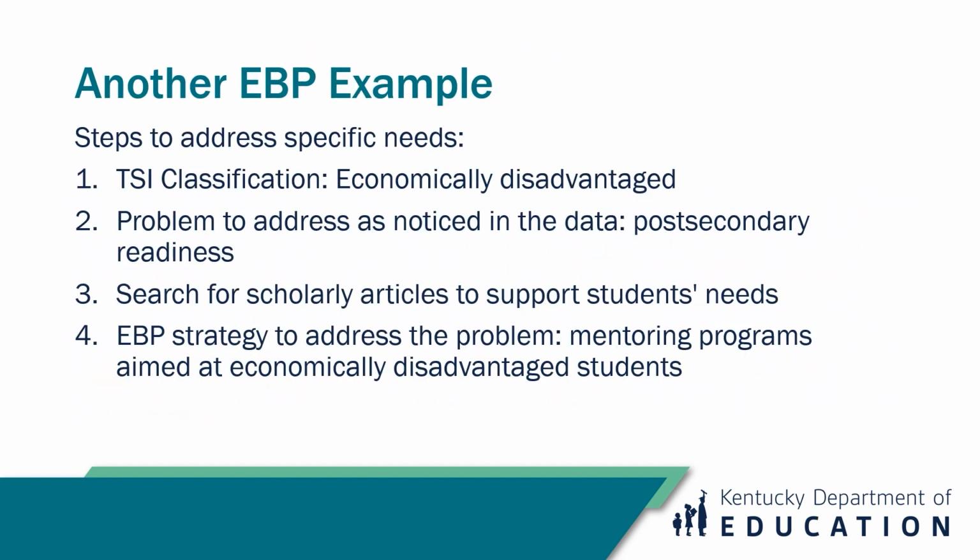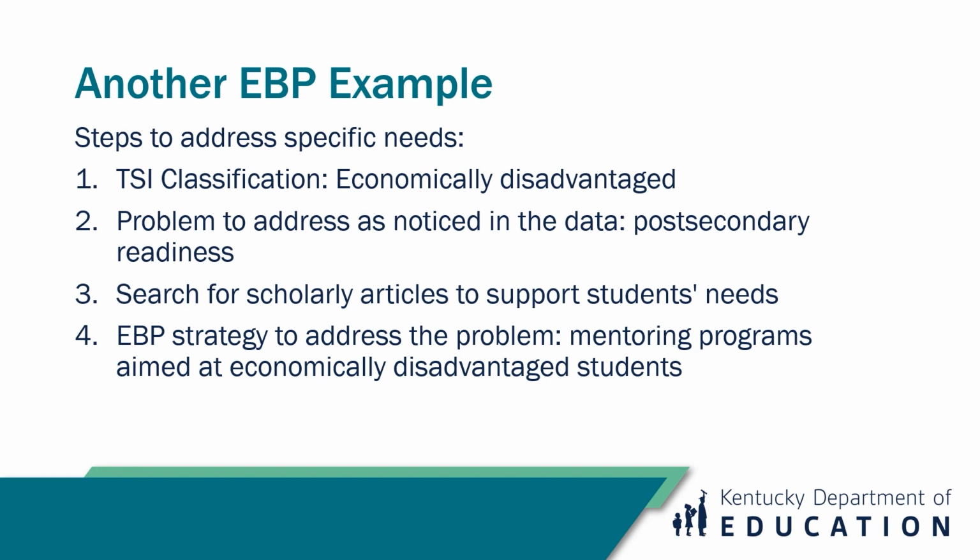Let's go through another example. First, we're going to look at the TSI classification. This time, the focus is economically disadvantaged students. Next, we're going to look at data on economically disadvantaged students to decide what their needs are. For this example, we've found that the economically disadvantaged students lack post-secondary readiness.